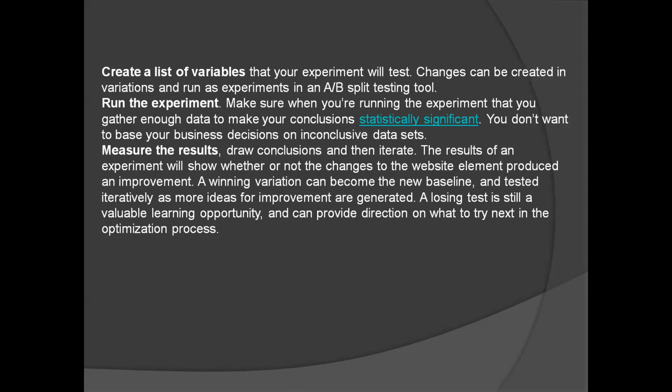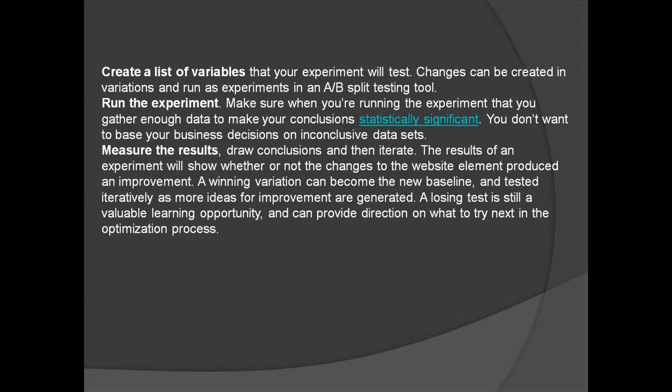Okay, then after creating this list of variables, you can test according to these variables. So run the experiment. Make sure that when you are testing a variable, you gather enough data to make your conclusions. For example, you want to check the awareness level of your website among the users. All you need to do is float your web page among a number of users. Only after having the maximum number of users can you get proper results on whether people are aware of your website or not. So you don't want to base your business decision on inconclusive data sets. You should gather enough data for making conclusions.